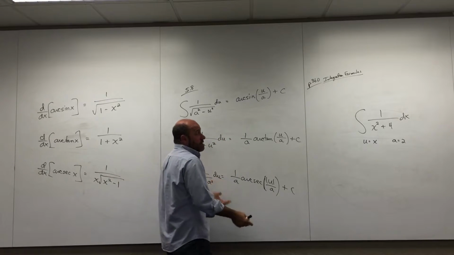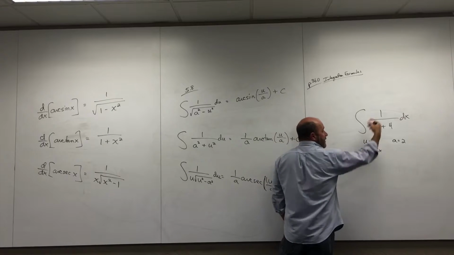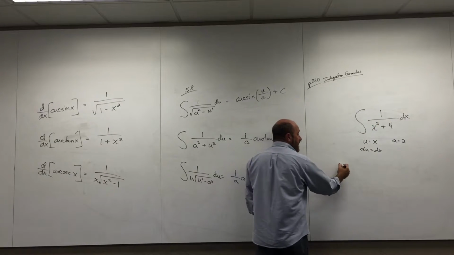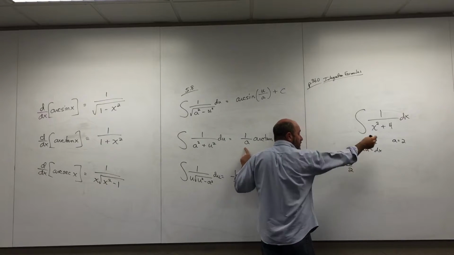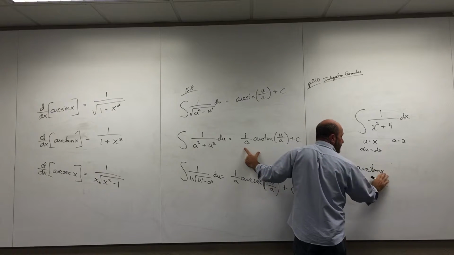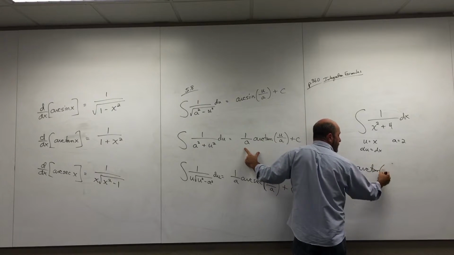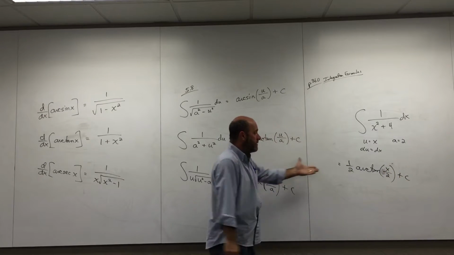But now I'm ready to just do this formula, I think. Like I said, du is just dx, so nothing interesting happens. So I think I'm done. The answer is 1 over a, that's 1 over 2, arctangent of u over a. That's arctangent of x over 2. Is that what that is? Yeah. Yeah, that's it.